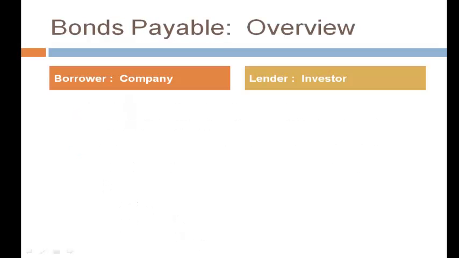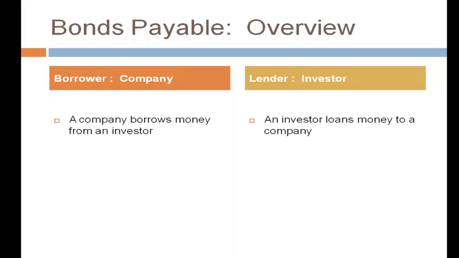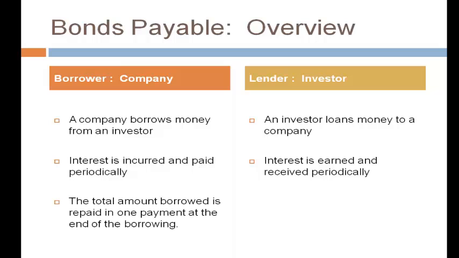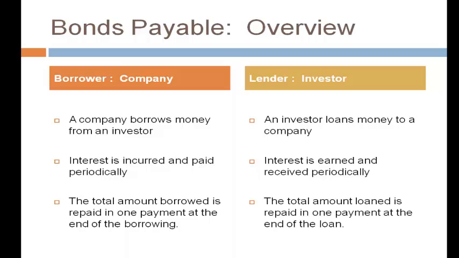A bond payable is simply a company or any other government entity borrowing from an investor. Interest is incurred by the borrower and interest is earned by the investor. Cash is paid and received for interest over the time the funds are borrowed. The amount borrowed is repaid in one payment at the end of the borrowing.